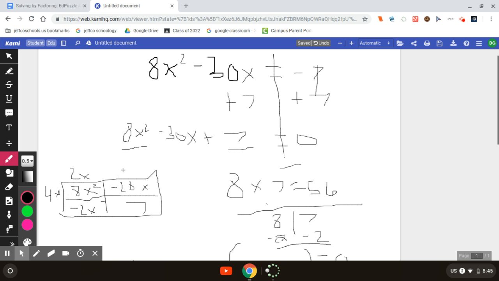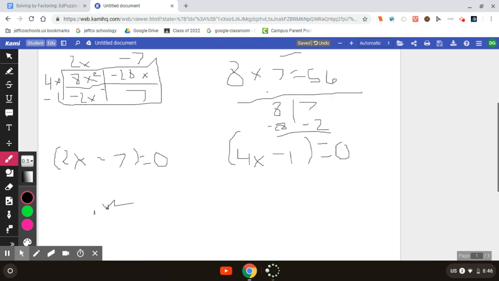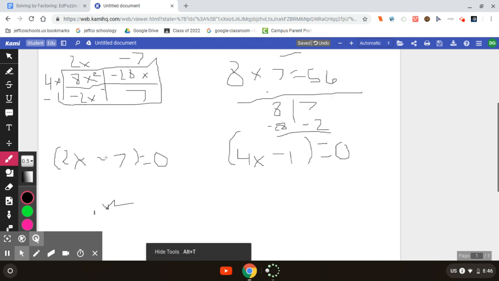So you got 4x. What multiplies up to that? It would be negative 7. And this one's just negative 1. So after you got that, those are your answers, kind of. So you come down, write them like that. And you want to zero them out, equal them to 0.